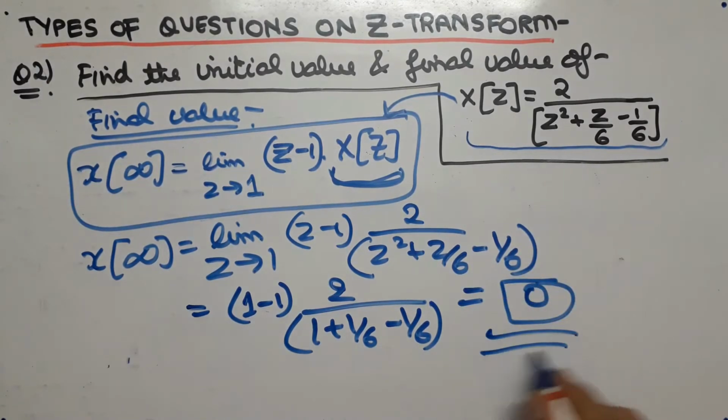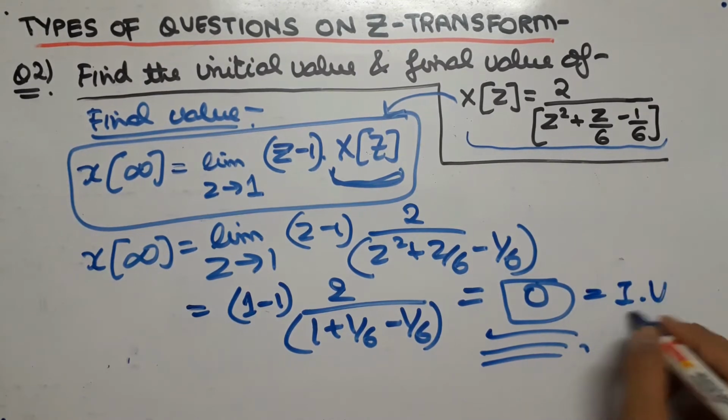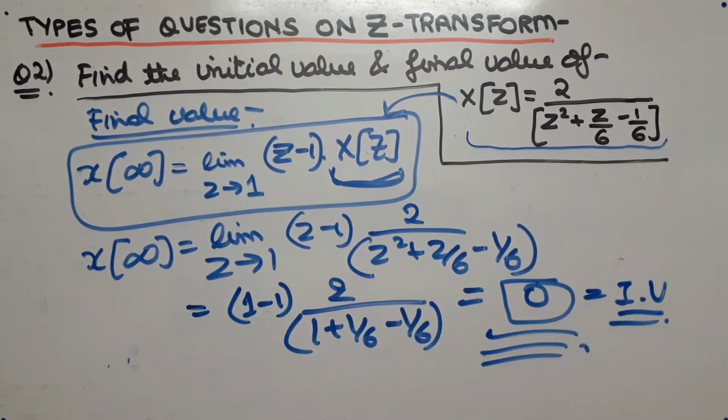So this is our final answer, which has come out to be 0 and which is equal to our initial value, which we found out earlier. So this is the concept of the initial and the final value theorem. Now we are going to do another question, that is question number 3, in which we are going to discuss difference equations in Z transform.